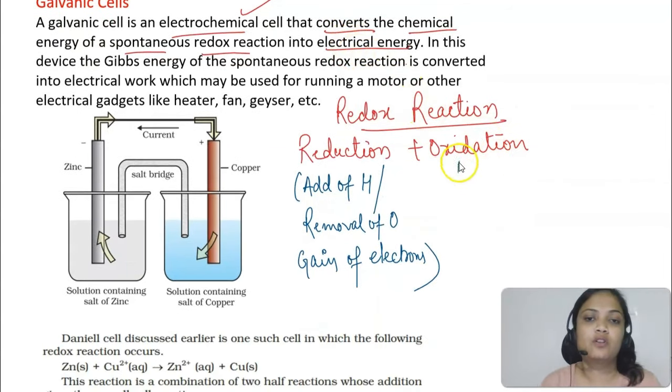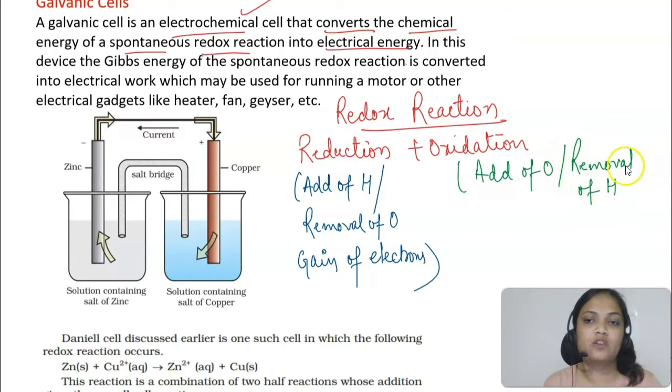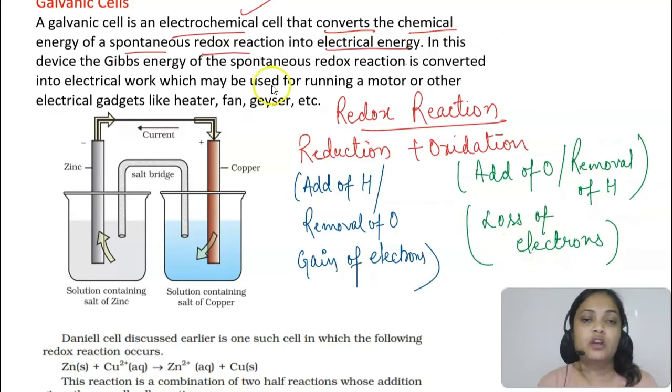Now if I talk about oxidation, oxidation is the opposite of reduction, meaning if there is addition of oxygen or removal of hydrogen from any substance, we call it oxidation, or if there is loss of electrons. So if there is loss of electrons, we will be calling it oxidation. So you know that in every reaction there is either gain or loss of electrons. So every reaction is somehow a redox reaction.